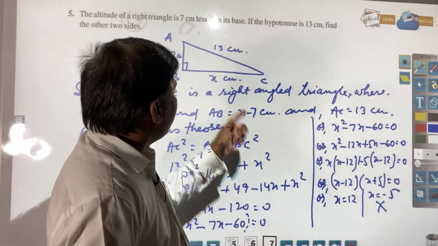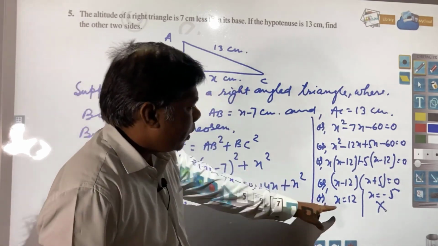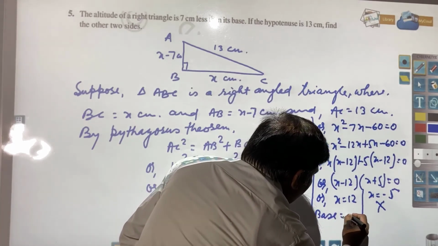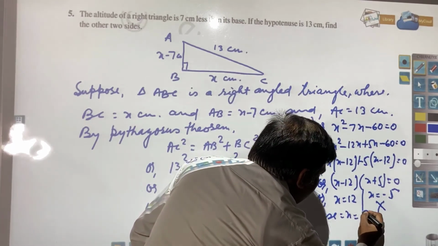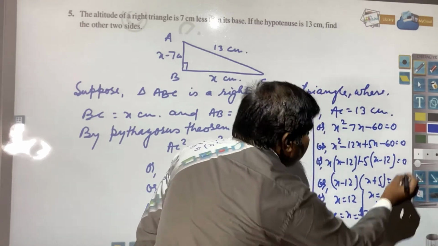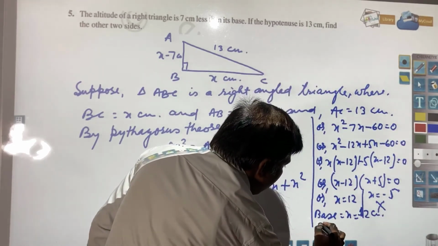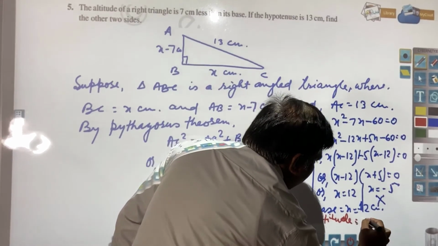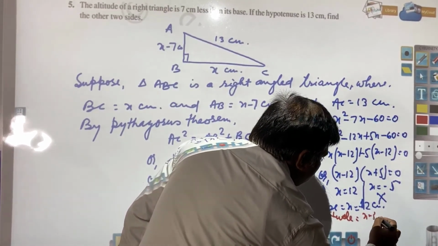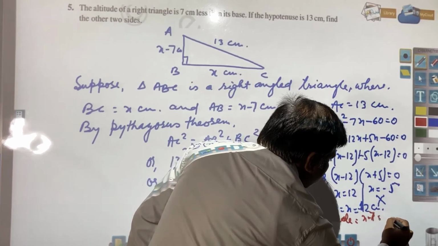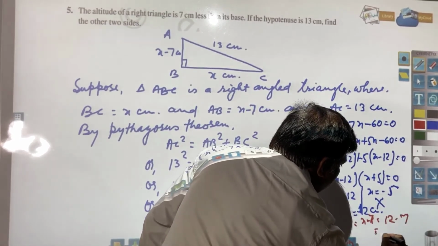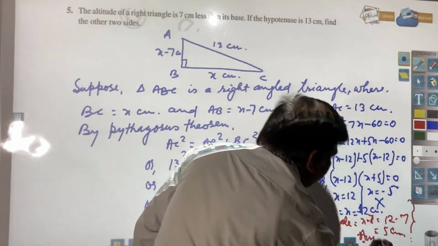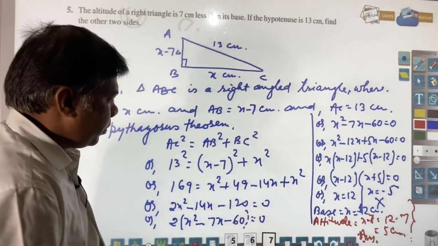So on one side you have got the base, 12. So you can write base is equal to x is equal to 12 centimeter, and altitude will be x minus 7, it means 12 minus 7, it means 5 centimeter. So 12 centimeter and 5 centimeter will be your answer.